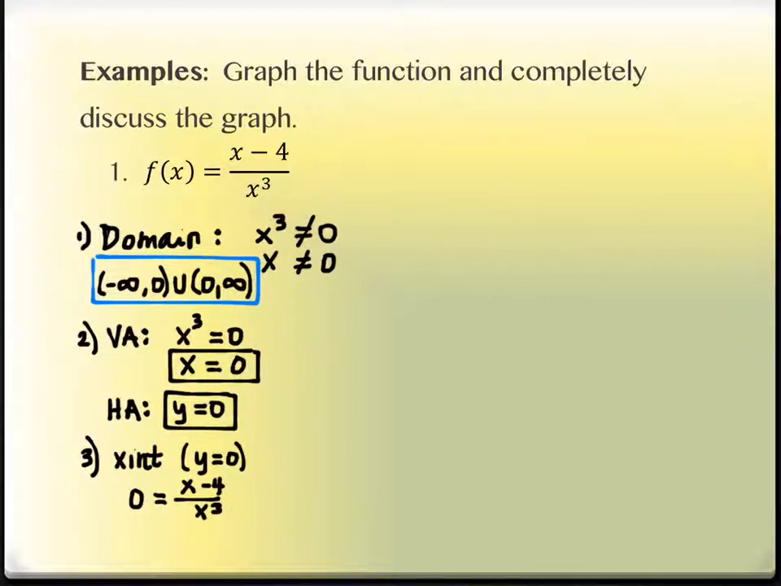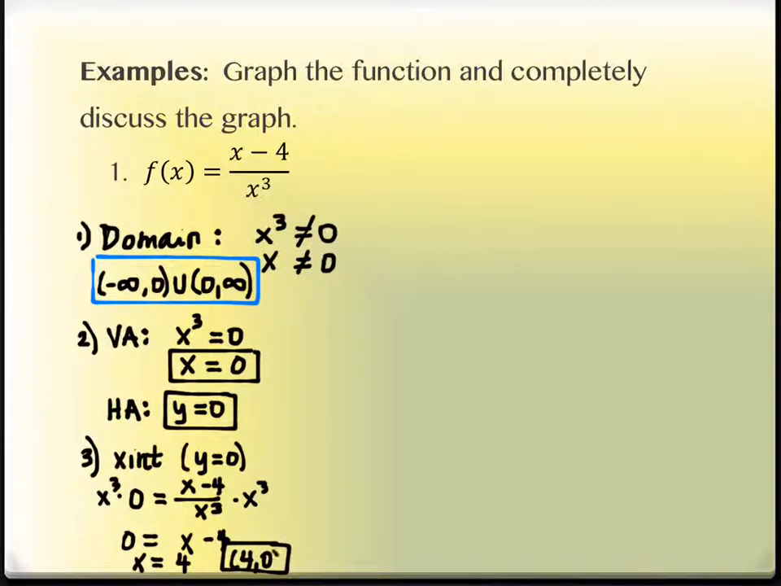Now technically, well, let me just say it this way. What could I do next to solve this? Sure. Multiply by x cubed on both sides. What happens when I do that? It goes away. And the reason is because technically the only way this is going to equal 0 is if the numerator is equal to 0, right? That's what I was about to say earlier. So where is the numerator actually equal to 0 here? 4. So my x-intercept is at x equals 4, y equals 0.